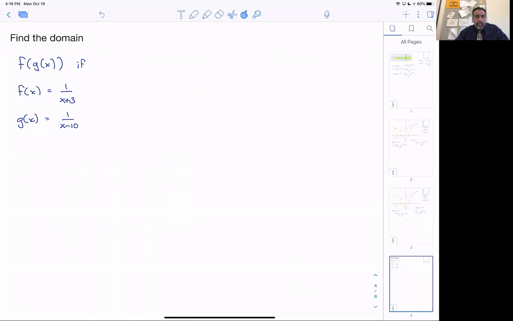Hello, everybody. We're back with composite functions. We're just going to look at one more example using domain. So in this problem, we're given f of g of x, and we're told that f of x is 1 over x plus 3, g of x is 1 over x minus 10. Two ways to think about this problem.